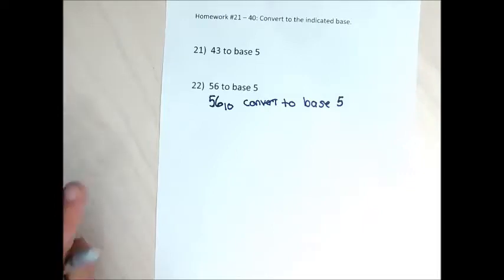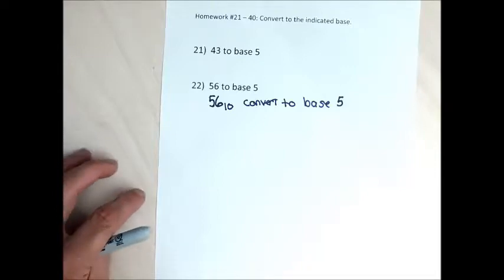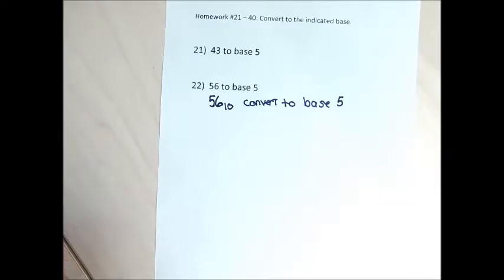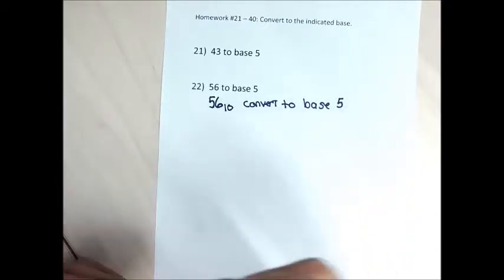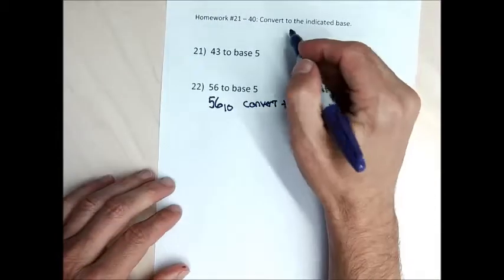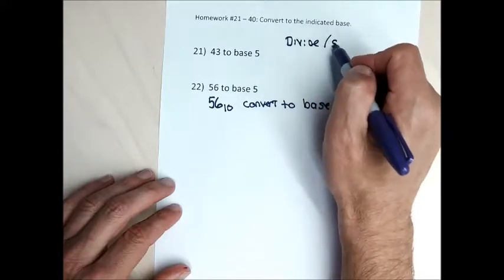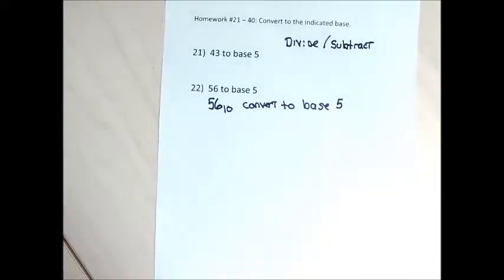In problems 1 through 20, when we took a number in a base other than 10 and converted it to base 10, basically we multiplied and added. To do problems 21 through 40, given a number in base 10 and converting it to an alternate base, I need to do the opposite of multiplying and adding, which in some sense is dividing and subtracting. So I'm going to use a divide and subtract strategy. But I need to know what to divide by, and then how to do the algorithm.